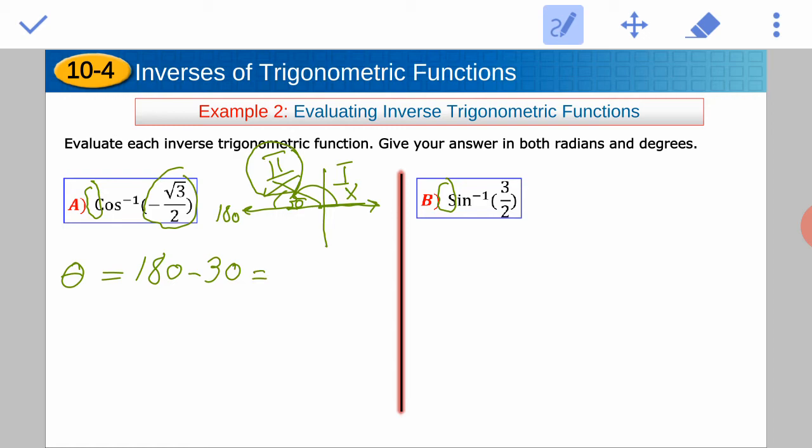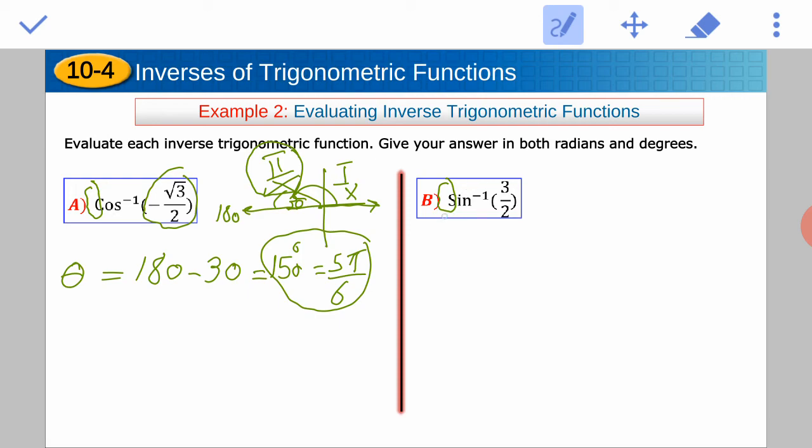Because my angle is in quadrant 2, the only option is quadrant 2. Basically the cosine ratio is defined in quadrant 1 and quadrant 2, but we choose quadrant 2 because it's negative. 180 minus 30, guys, is 150 degrees. In radians, this is going to be 5 pi over 6. Guys, this time there's no need to add the coterminal angles because we're trying to find the exact inverse trigonometric function, and the answer is 150 degrees or 5 pi over 6. It's restricted domain.